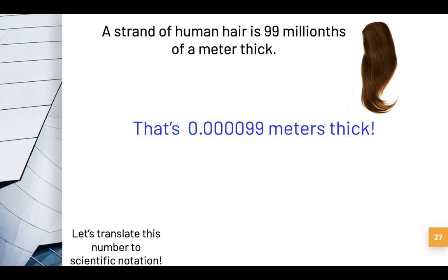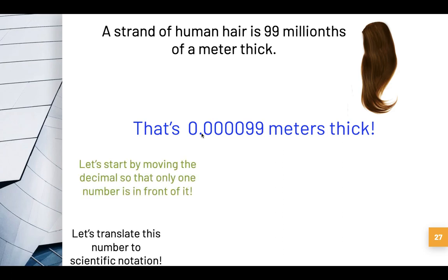So let's translate this into scientific notation. I'm going to move this decimal all the way until we only have one number in front of it. It's going to go right here: 9.9. How many decimal places did we move? 1, 2, 3, 4, 5. 5 decimal places.